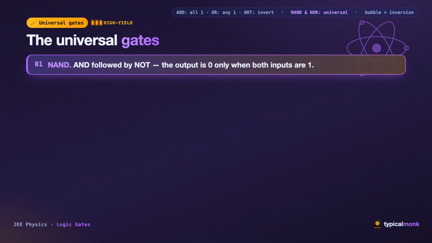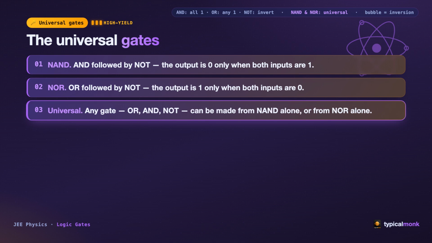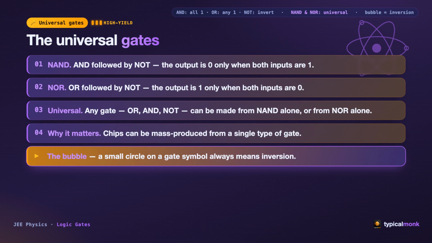Now the two gates that can do everything. NAND. It is AND followed by NOT. The output is 0 only when both inputs are 1. NOR. It is OR followed by NOT. The output is 1 only when both inputs are 0. Universal. Any gate, OR, AND, or NOT, can be made from NAND alone, or from NOR alone. Why it matters? Chips can be mass-produced from a single type of gate. The bubble. A small circle on a gate symbol always means inversion.